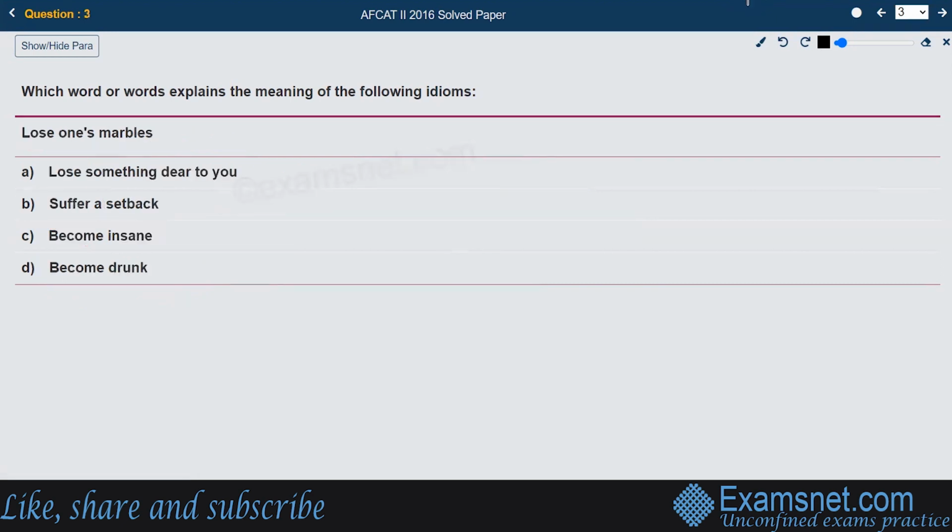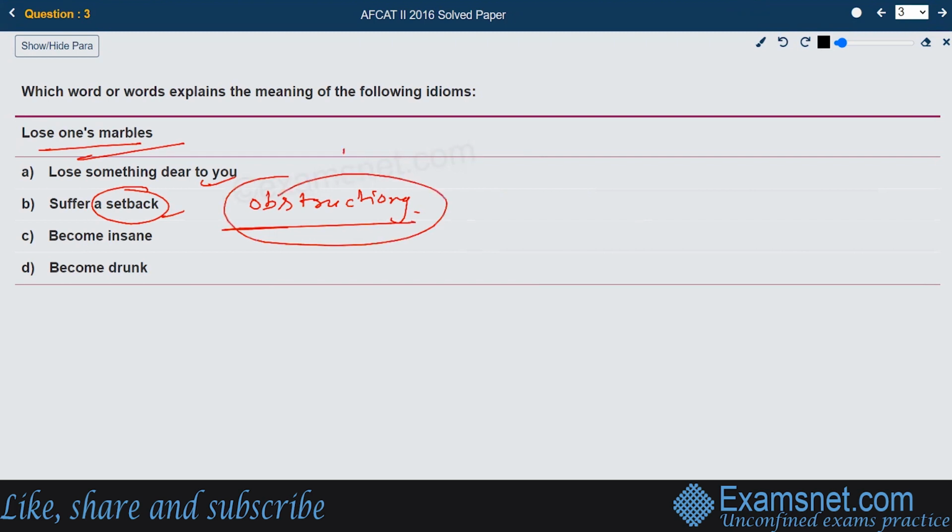Next, which word or words explain the meaning of the following idiom? Lose one's marbles. The first option is lose something dear to you, if you lose something that was very much dear to you. Option B is suffer a setback. A setback is a kind of obstruction. You are moving to fulfill a target, and some event or some person has disturbed your path. That is what is called a setback.